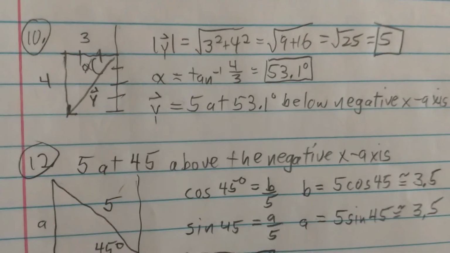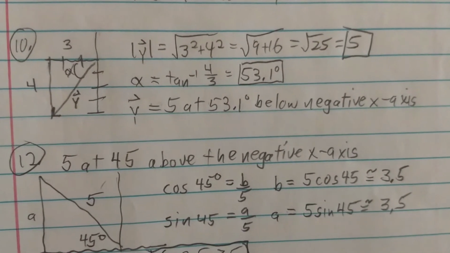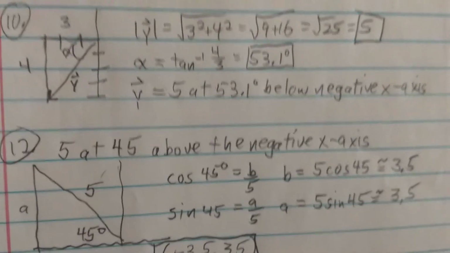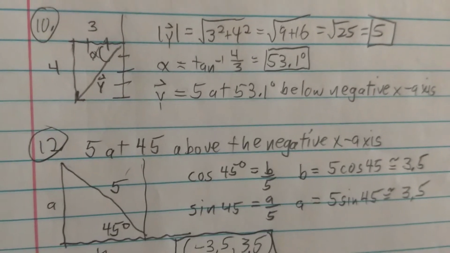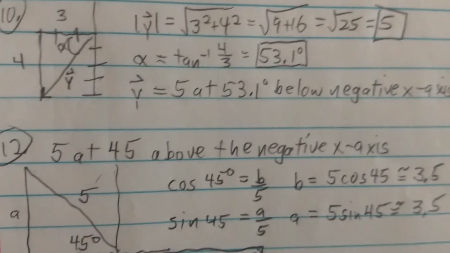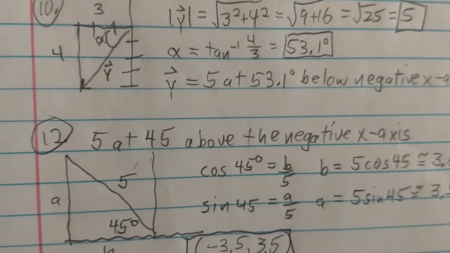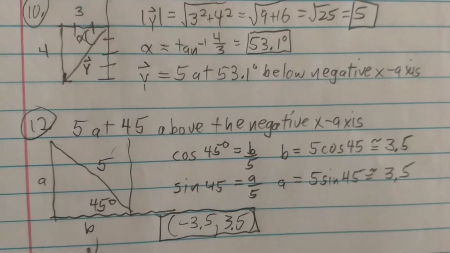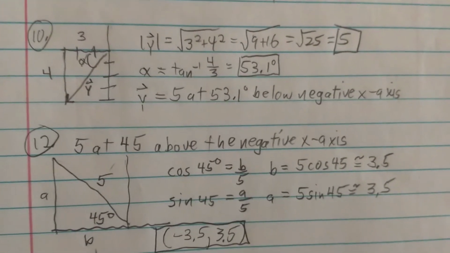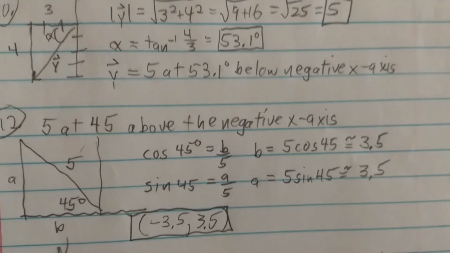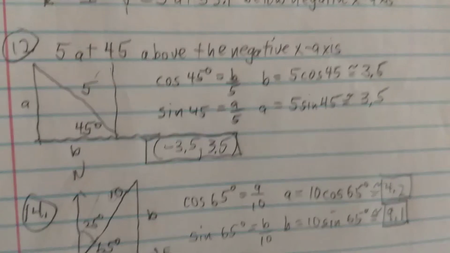Now on 10, we have our 3, 4, 5 right triangle, if you recognize it. So the vector y has a hypotenuse of the square root of 3 squared plus 4 squared, square root of 9 plus 16, square root of 25 equals 5. So its length is 5, and its alpha is tangent inverse of 4 over 3, or 53.1 degrees. So we can describe the vector y as 5 at 53.1 degrees below the negative x-axis.